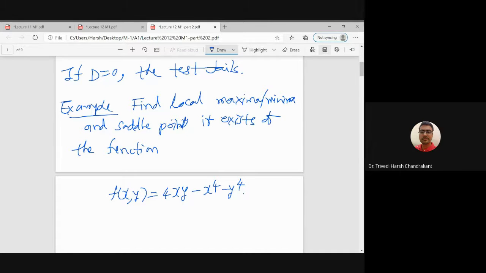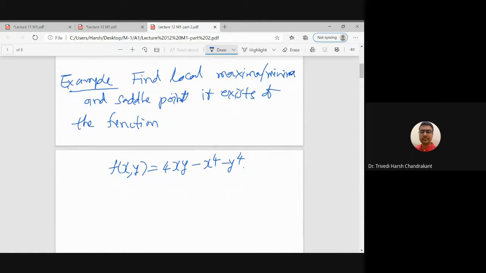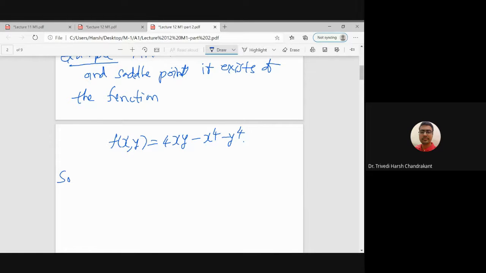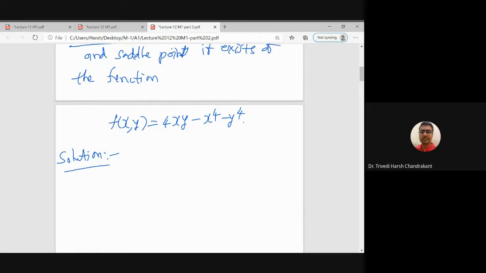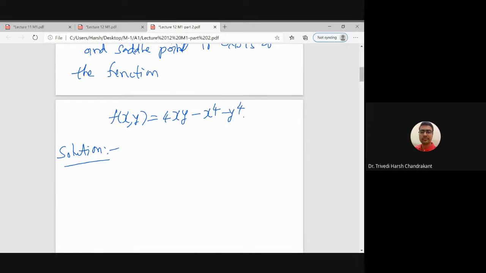So what we'll first do, we'll first find the critical points, and then we'll use the second derivative test. Every function may not have local maxima or local minima or saddle point. Some functions have a saddle point, some may not. In the same way, some functions may have local maxima, some may not. All these things we will identify using the discriminant, by first finding the critical points. So this is the given function f.